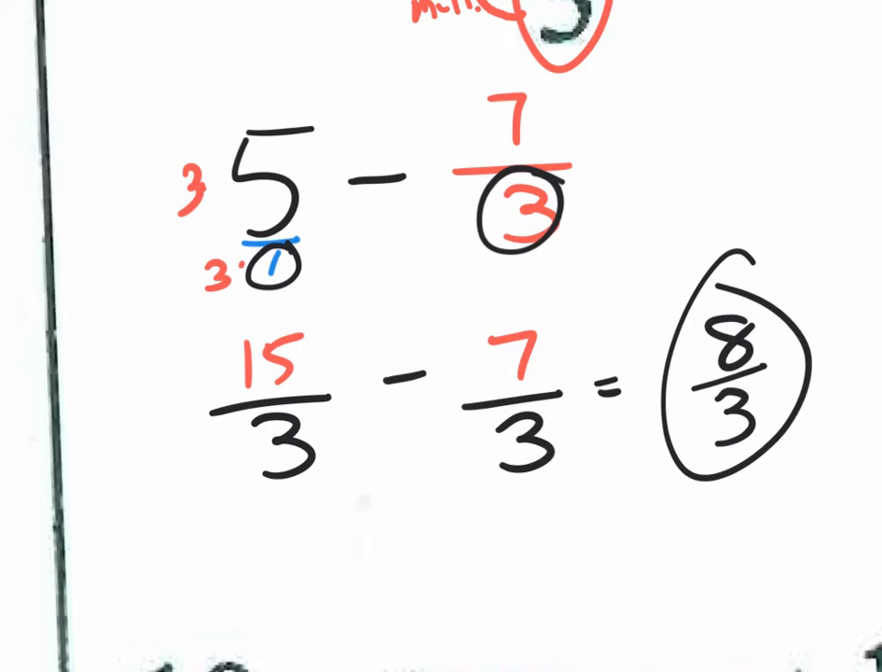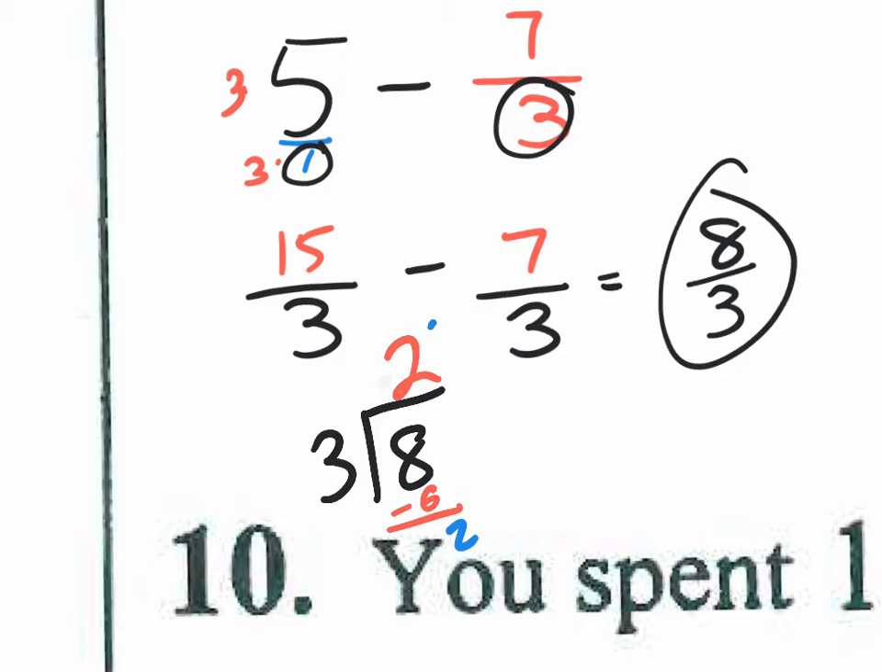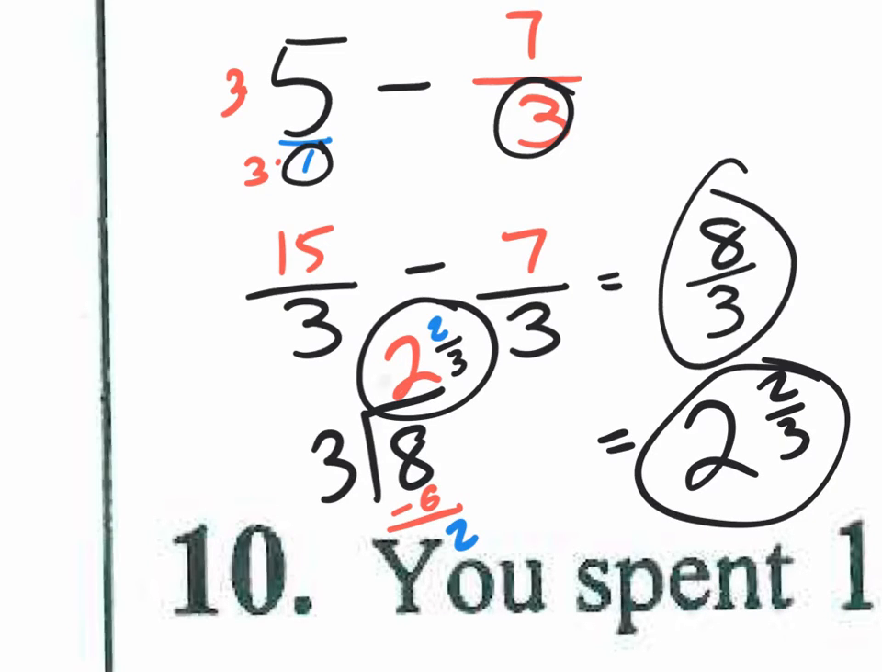Now, on a multiple choice test, you might not see this improper fraction 8/3. They might change it back to a mixed number. Okay? So you could change that back by simply dividing. How do we divide? The 8 on top is divided by the 3 on the bottom. 3 times what gets you close to 8 without going over? 3 times 2 is 6. When you subtract, you get a remainder of 2. And it's always the remainder over the original divisor. So 2 2/3 is the same answer as 8/3.